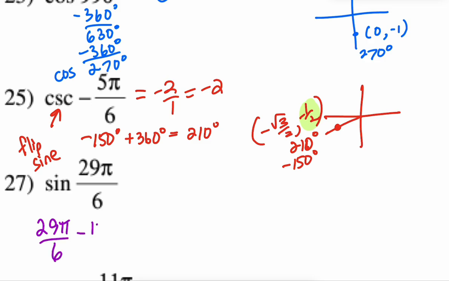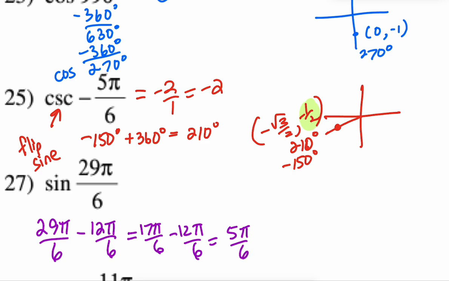If you take off the double of the bottom, so for 6s, take off 12 of them, that's a loop around. That's 360 degrees. So that would give us now 17 pi over 6s. We still have a loop in there, right? That 12 pi over 6 is another loop, so we can take off 12 pi over 6 again. We land in the 5 pi over 6 spot. So this is the same as the sine of 5 pi over 6.